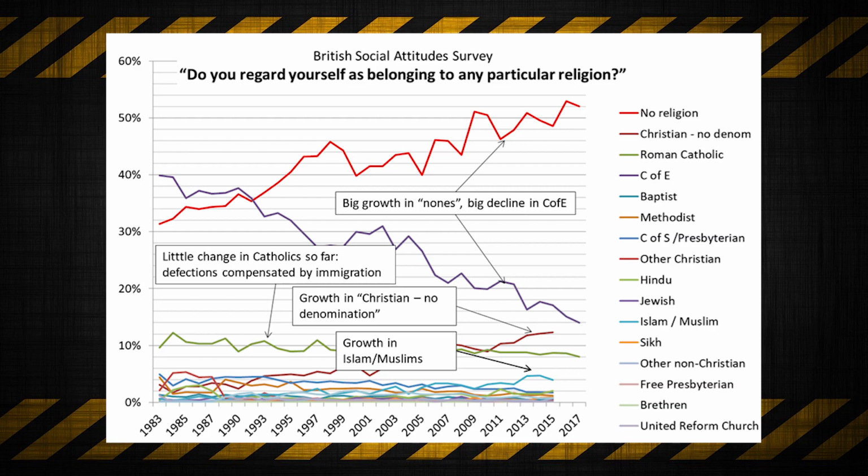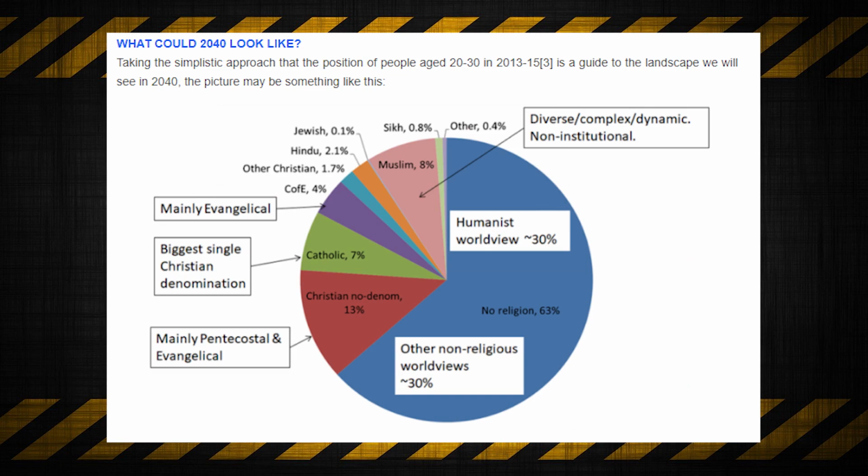Somebody had a look at all of this and tried to anticipate how things will look in 2040. They looked at where the younger people, 20 to 30, in the UK are, and they had a look at the immigration factors and worked out where it would be. And it had the no religion group up to 63%, and I think it might equalize at about that. That really wouldn't surprise me.